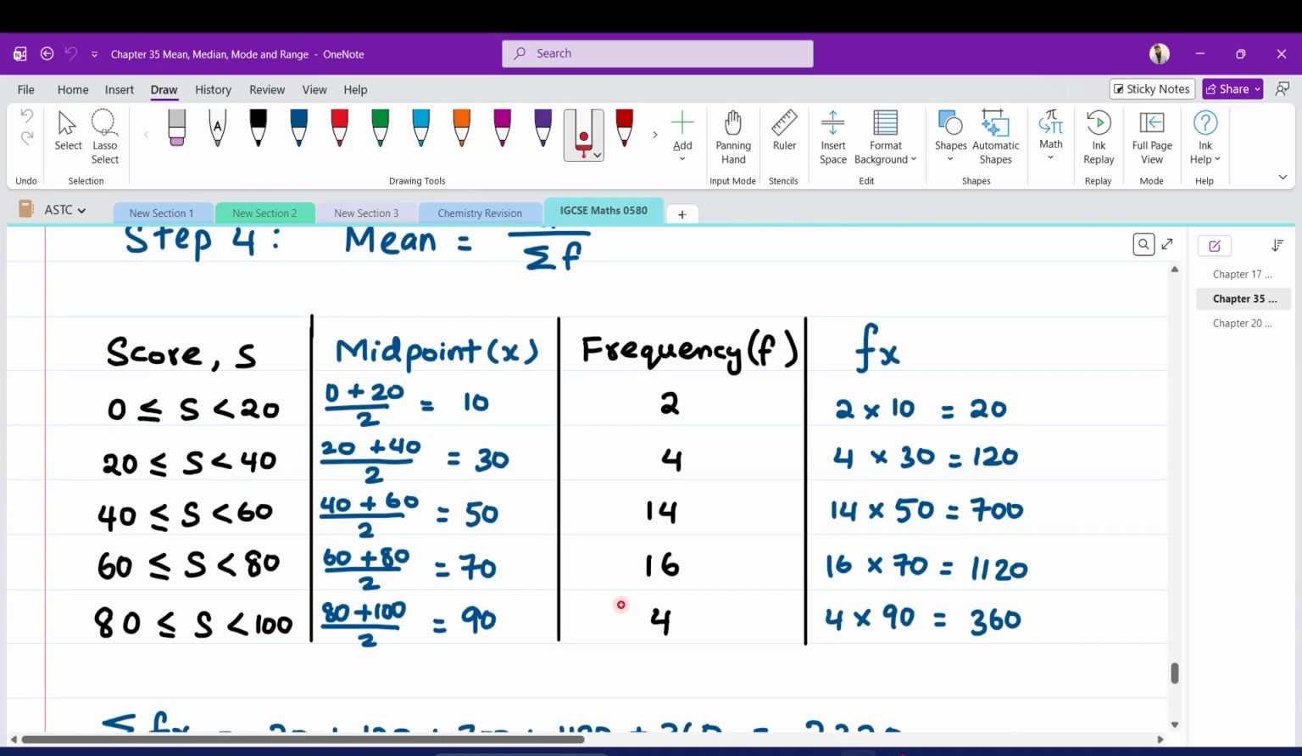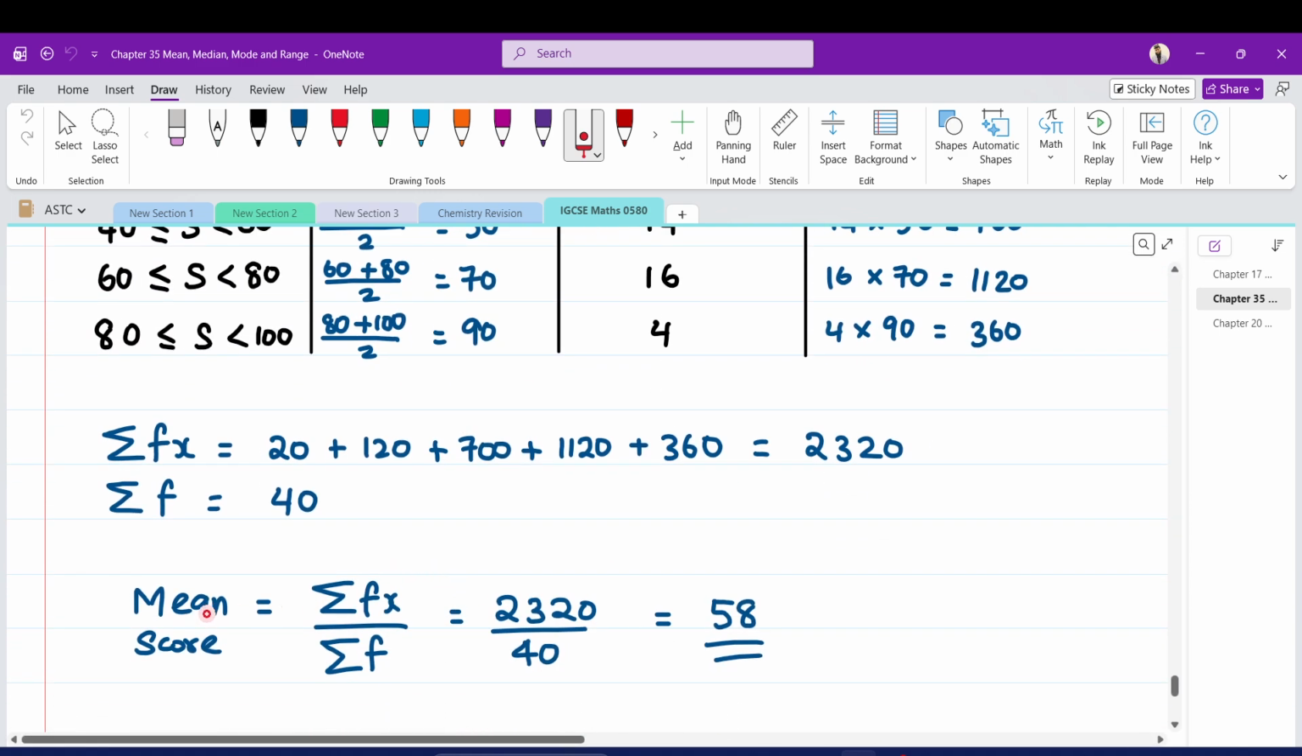Finally, step number 4 would be to calculate the mean, which is sigma fx divided by sigma f, and that would give us 58.